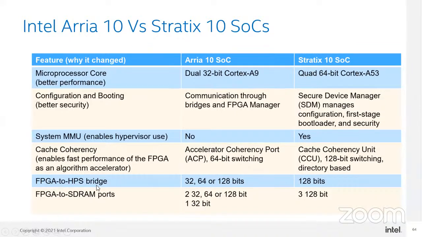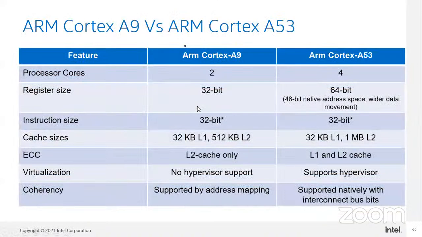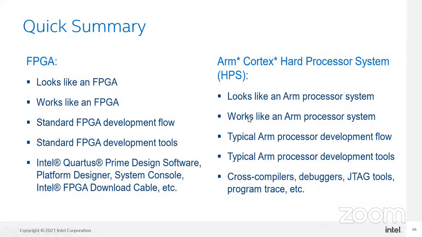The FPGA to HPS bridge can be operated at 32, 64, or 128 bits, whereas in Stratix 10, it is only 128. So these two important points need to be taken care of. What are the other important comparisons? The processor cores are only 2 here, and 4 there. Everything here is 32-bit register size, and there it is 64-bit. When you migrate, we have to be very careful with that. So this is a summary.